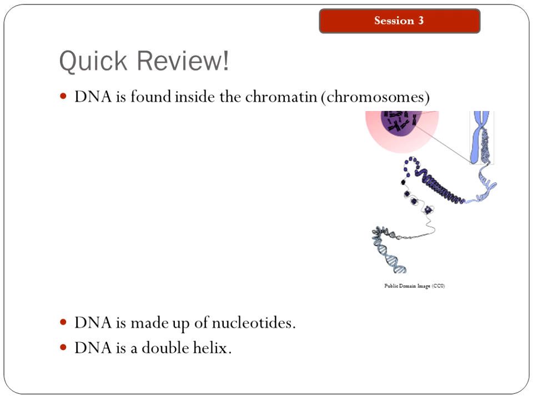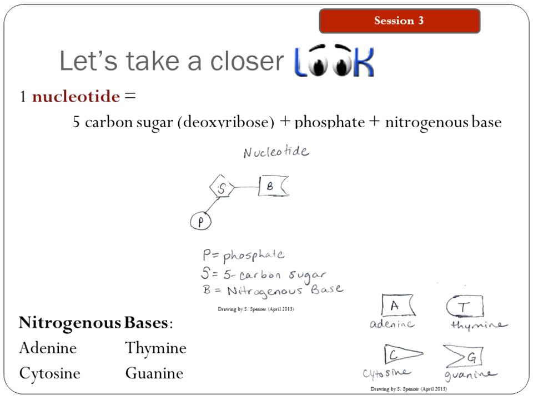Quick review, DNA is found inside the chromosomes in the cell, which is also called chromatin. This is the little squiggly, spaghetti-looking stuff that's inside the nucleus of most cells. In bacteria, it's just a single strand of chromatin. And it is made up of nucleotides. That's the building block of DNA. Those are the smaller compounds that make up DNA, and DNA is considered a double helix, which means that it is actually 2 strands of nucleotides that are wrapped around one another.